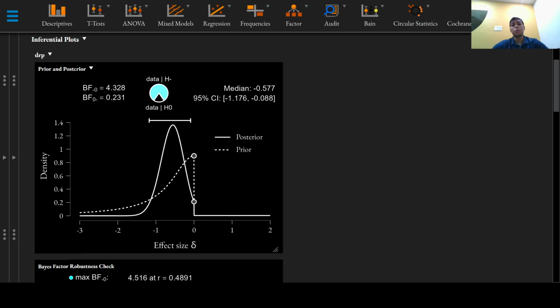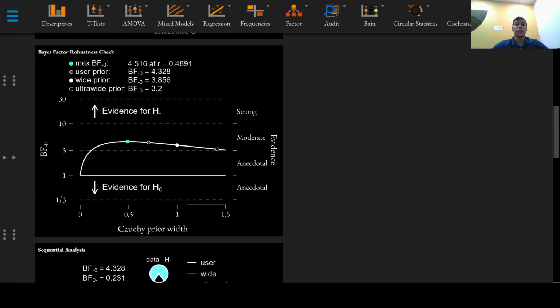These gray circles represent the height of the prior and the posterior density at an effect size delta equal to 0. The horizontal solid line represents the width of the 95% credible interval of the posterior distribution, and we also get a probability wheel depicting the odds of the data under the null and the alternative hypothesis, which is an intuitive illustration.